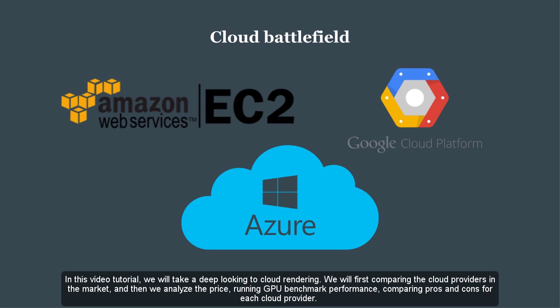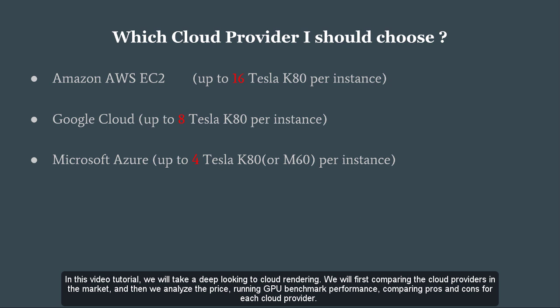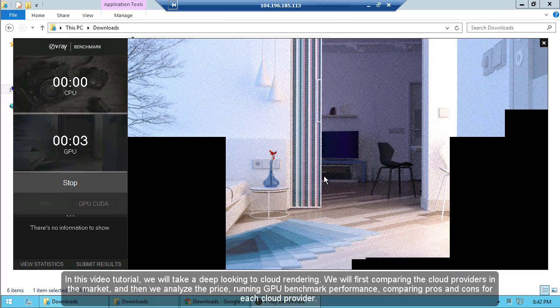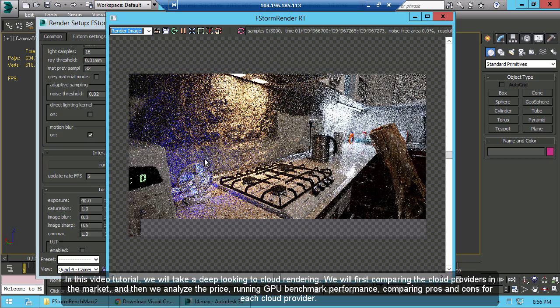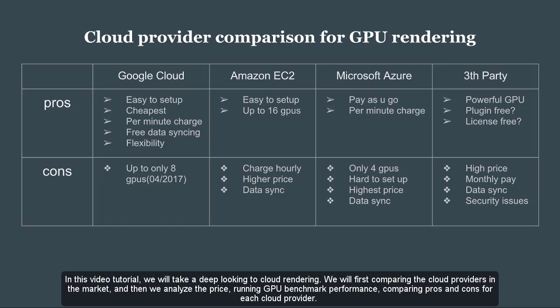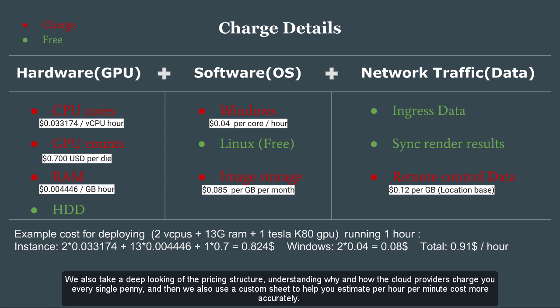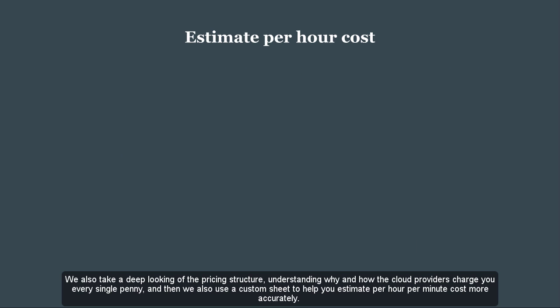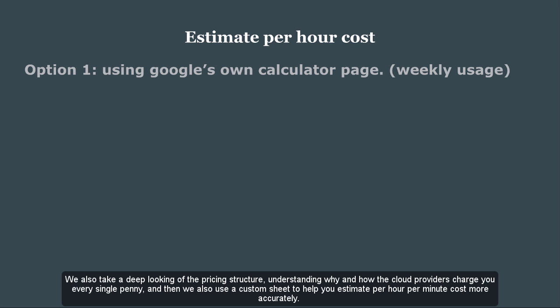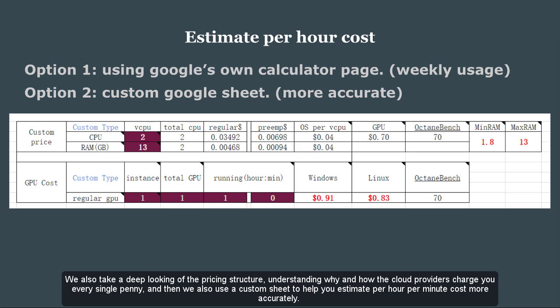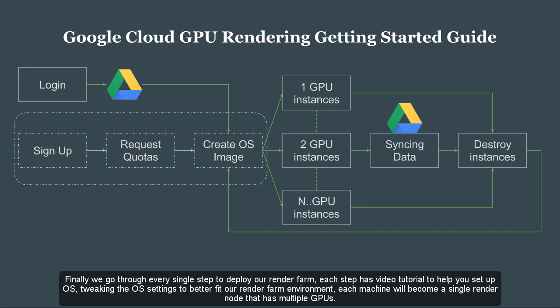In this video tutorial, we will take a deep look into cloud rendering. We will first compare the cloud providers in the market, then analyze the price, run GPU benchmark performance, and compare the pros and cons for each cloud provider. We also take a deep look at the pricing structure, understanding why and how the cloud providers charge you every single penny, and then we also use a custom sheet to help you estimate per hour and per minute cost more accurately. Finally, we go through every single step to deploy our render farm.